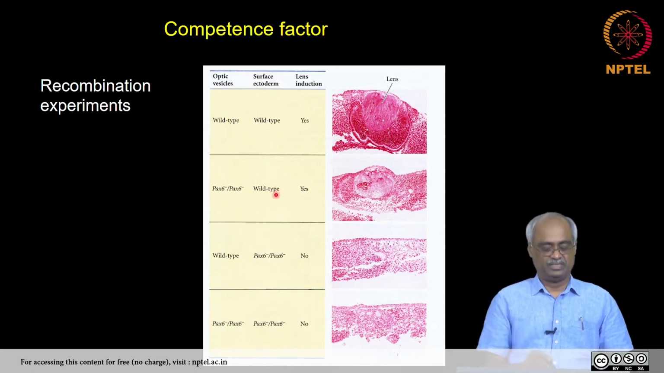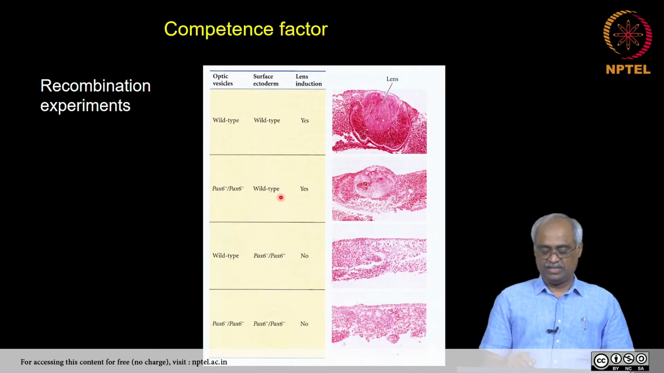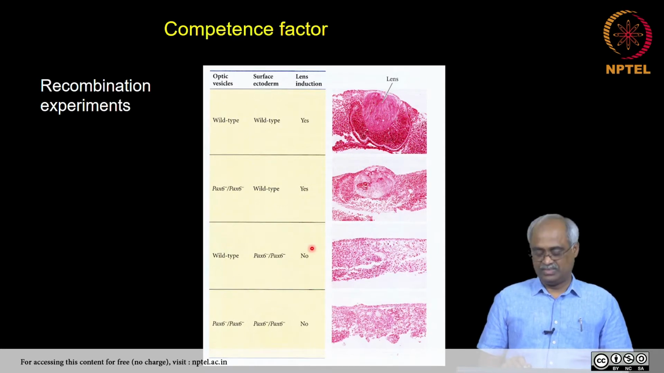So, these are recombination experiments, as titled here, and you have lens forming, indicating that the responding tissue has its competence, probably by expressing PAX6. It need not be there in the inducer. And then you do the opposite, and you realize it does not work, which is consistent with and reinforcing this finding, right. If you have wild type inducer, but mutant responder, then it does not work.